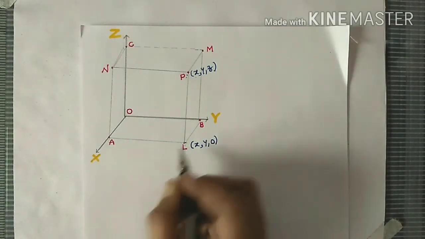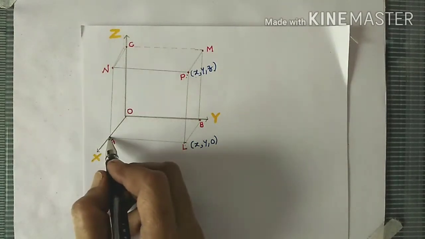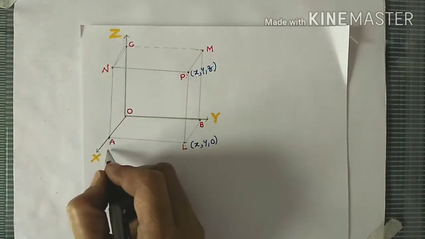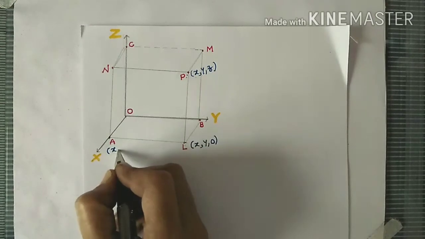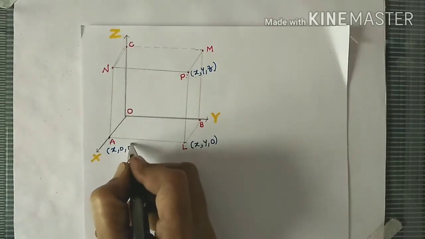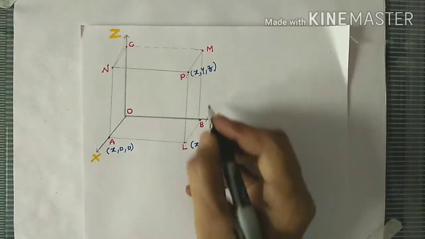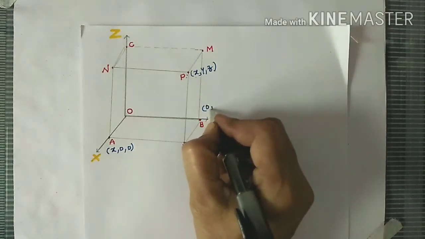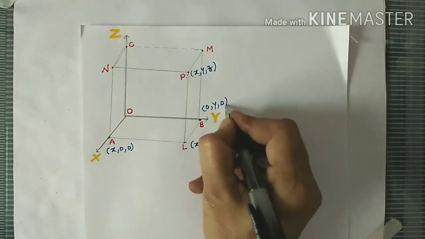Now LA is perpendicular to x axis. A lies on x axis. So its coordinates are x, 0, 0. Point B lies on y axis. So its coordinates are 0, y, 0.